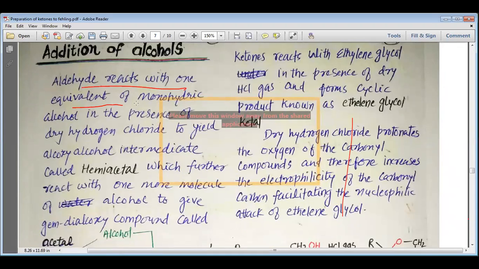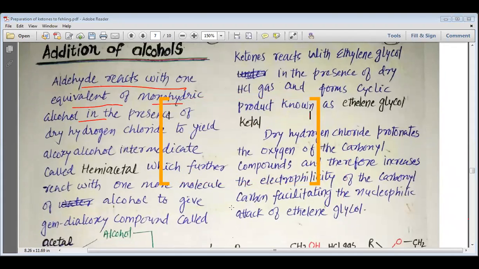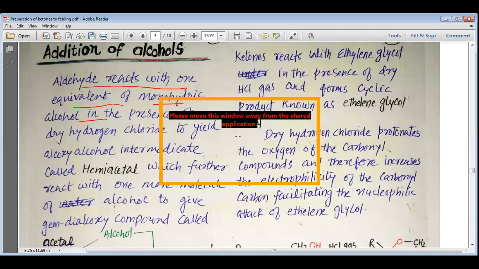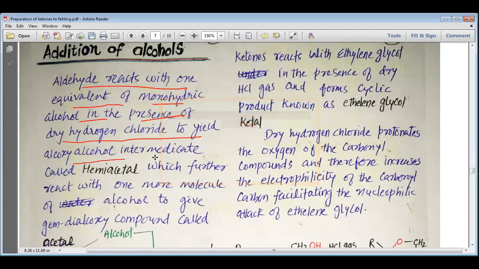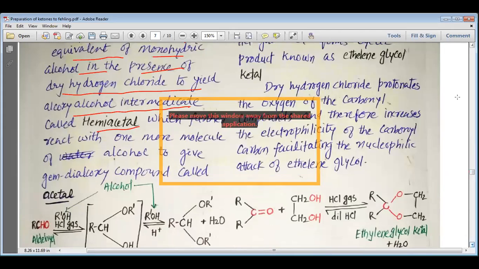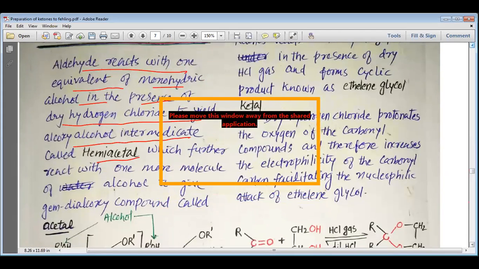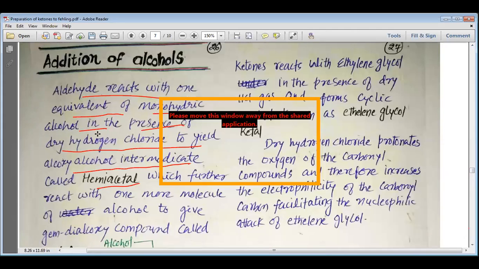Aldehyde reacts with one equivalent of monohydric alcohol in the presence of dry hydrogen chloride to yield an alkoxy alcohol intermediate called hemiacetal. Now let's look at this. Let me explain this to you once again. Aldehyde reacts with one equivalent of monohydric alcohol.